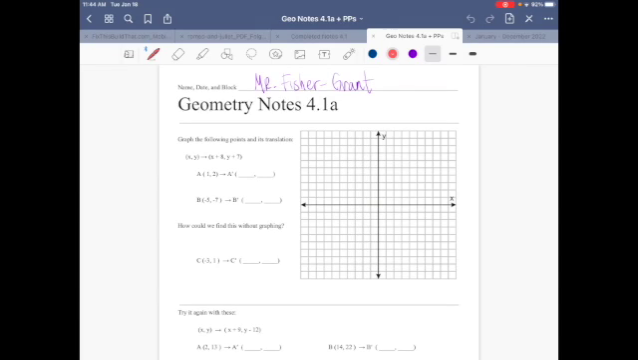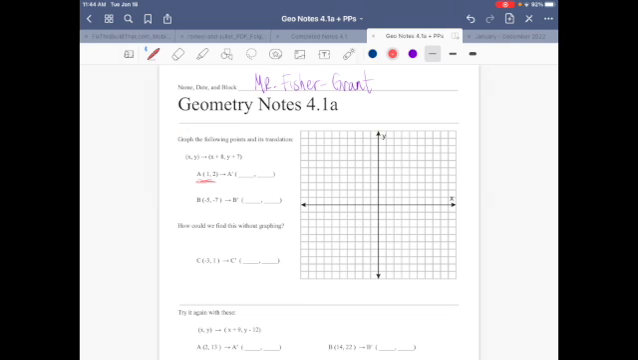Okay, so these are notes 4.1a. Let's start and take a minute and see if you can do this first problem right here. See if you can graph these points.